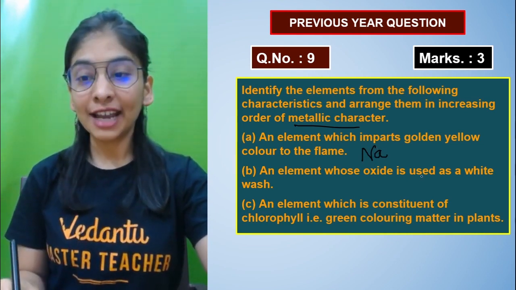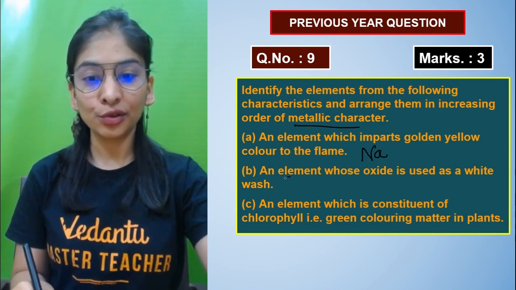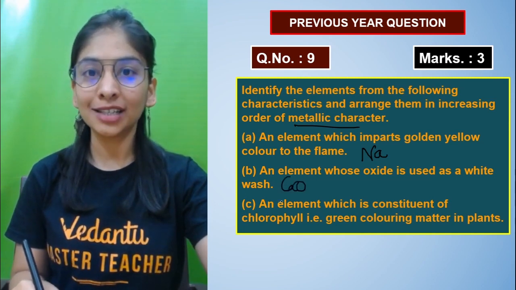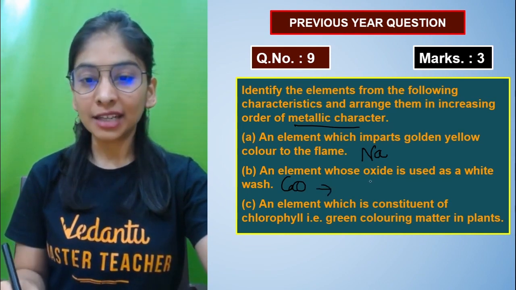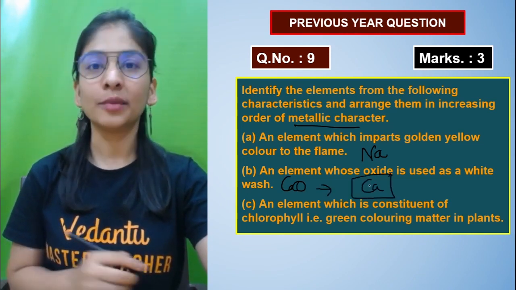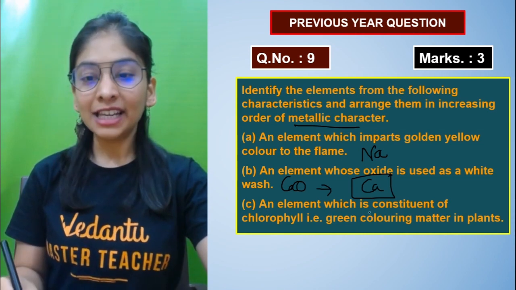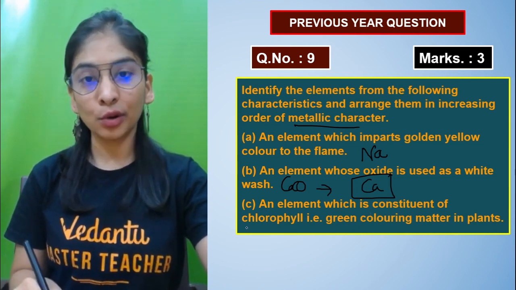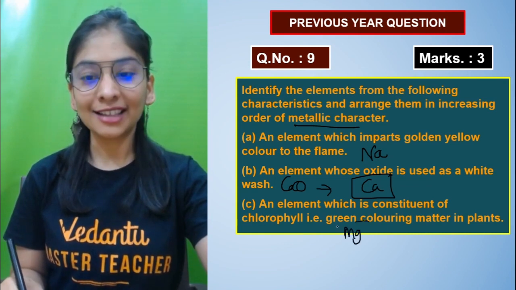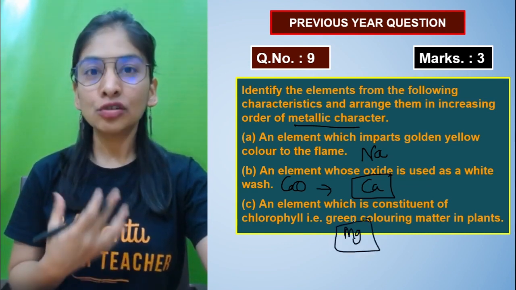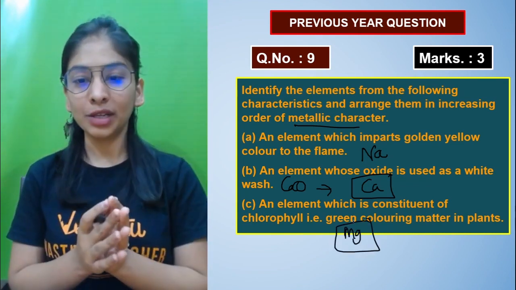An element whose oxide is used as a whitewash, you know that calcium oxide, whenever you put in water, you will get lime water. That solution we put on whitewashing. So that metal is calcium. An element which is constituent of chlorophyll, green coloring pigment of plants, that's magnesium. That's there in chlorophyll. So I need to talk about the metallic character of sodium, calcium, magnesium.